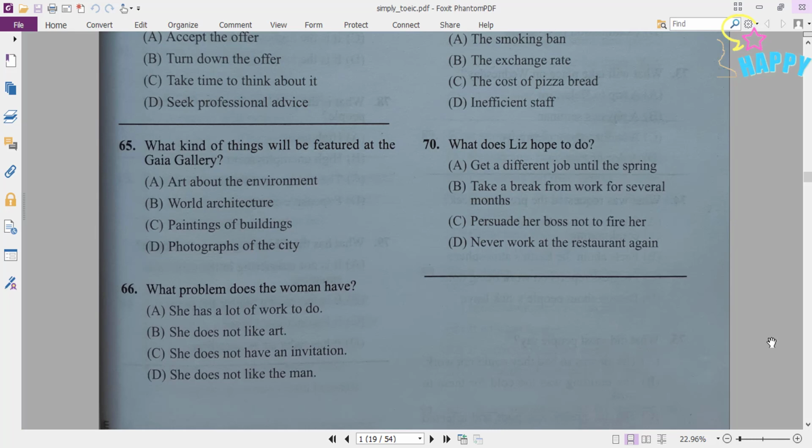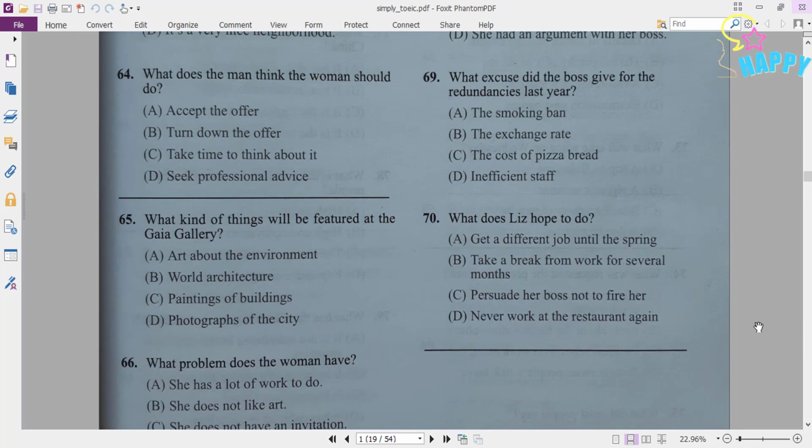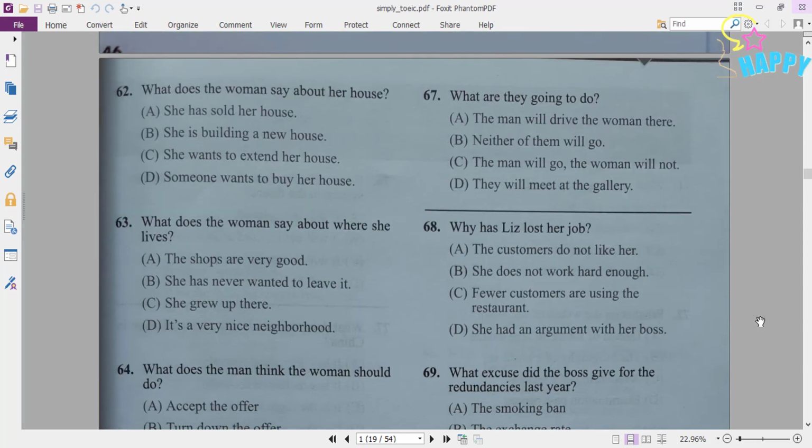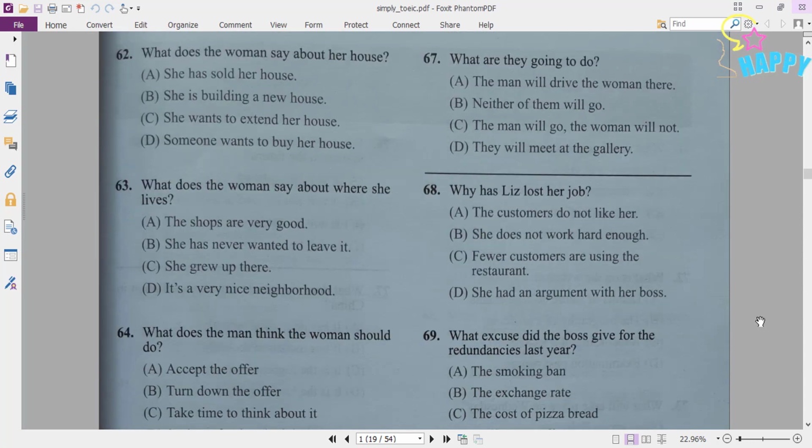Question 65. What kind of things will be featured at the Gaia Gallery? Question 66. What problem does the woman have? Question 67. What are they going to do?